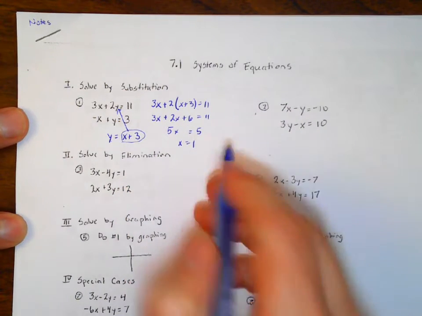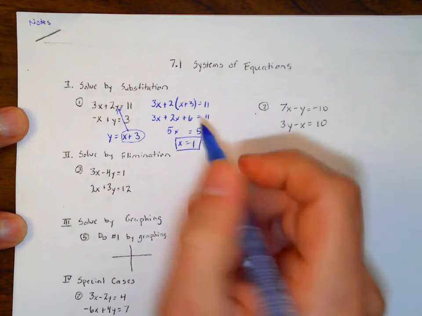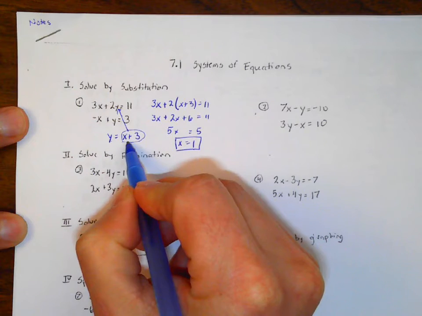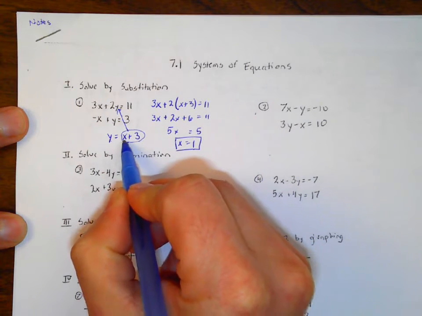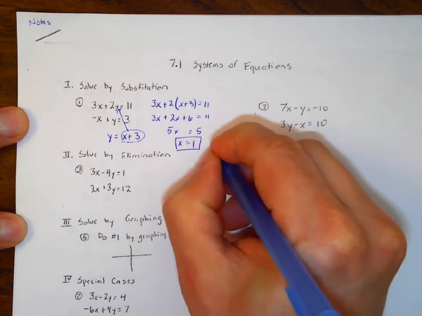Now, after I get my x equals 1, I have to find the other variable. So I can take it and plug it in right here. My y is going to equal the x, which is 1, plus 3, which is 4.